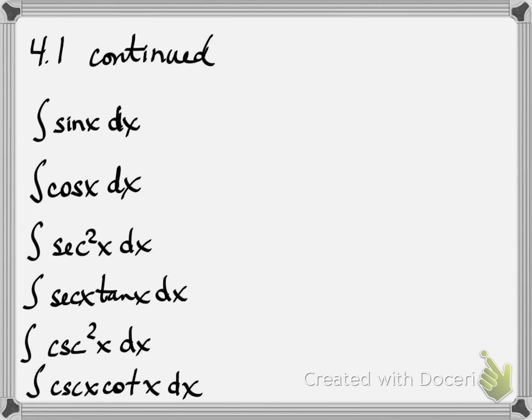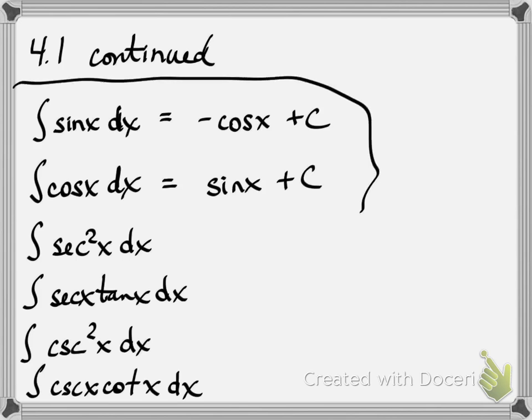So we have the integral of sine x, and if you think back and you say, what do I take the derivative of to get sine? Well, the derivative of cosine is negative sine, so the integral of sine x dx is negative cosine x plus c. What do I take the derivative of and get cosine? Well, that's sine. So these two, you do have to think about how that negative works.